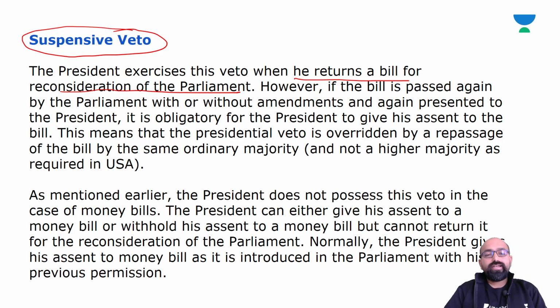As mentioned earlier, the president does not possess this veto in case of money bills. The president can either give his assent to a money bill or withhold his assent, but cannot return it for the reconsideration of the parliament. Normally, the president gives his assent to money bills as they are introduced in the parliament with his previous permission. As we know, money bills require prior recommendation or permission of the president.